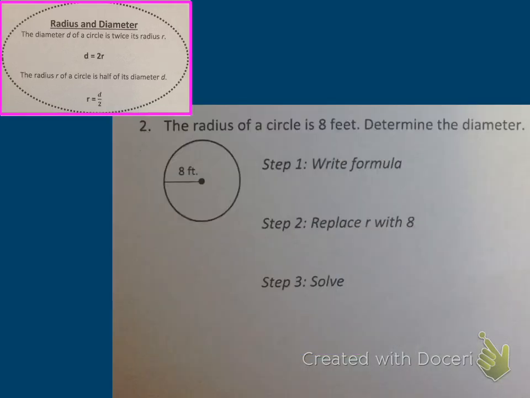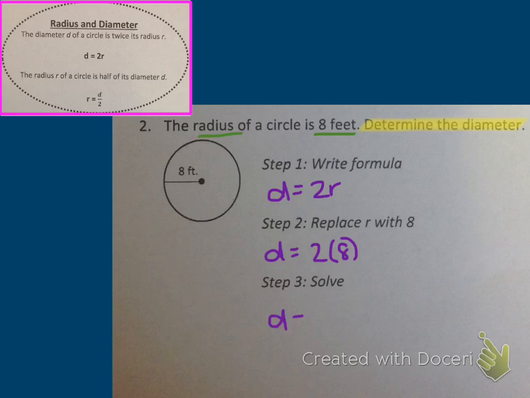The radius of a circle is 8 feet. Determine the diameter. So our first step again is to write the formula, and this time I'm going to use the diameter equals 2 times the radius, and I'm going to replace the r with 8. So I still have d equals 2, and then I'm going to put 8 in parentheses, so that means I have 2 times 8. Well, 2 times 8 is 16, so d equals 16 feet.